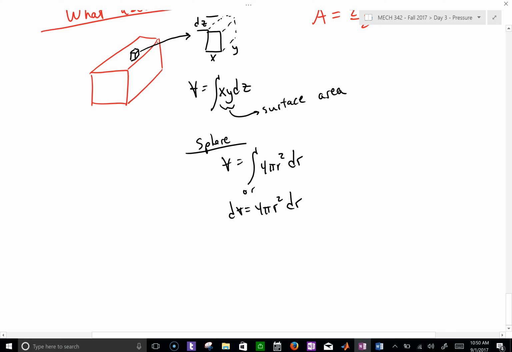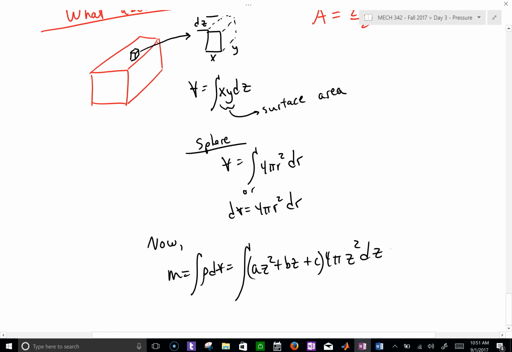All right, and the last step, and then you can leave: the mass we said was rho dV, and we can just plug in what we had. Try this, and I'm going to substitute z for r. Now you have what it takes to solve the last part of that equation.